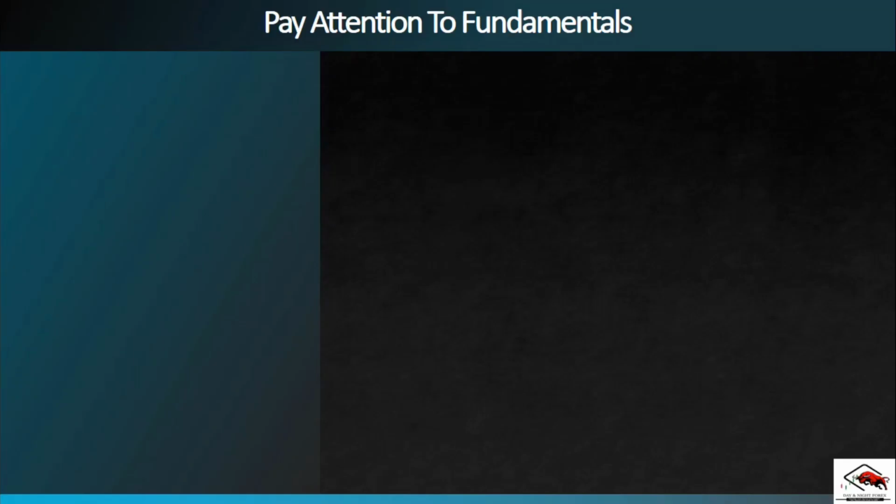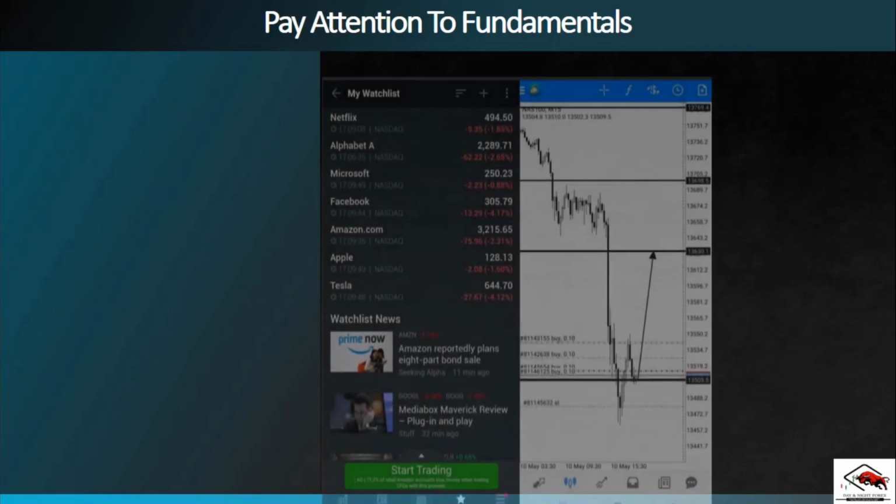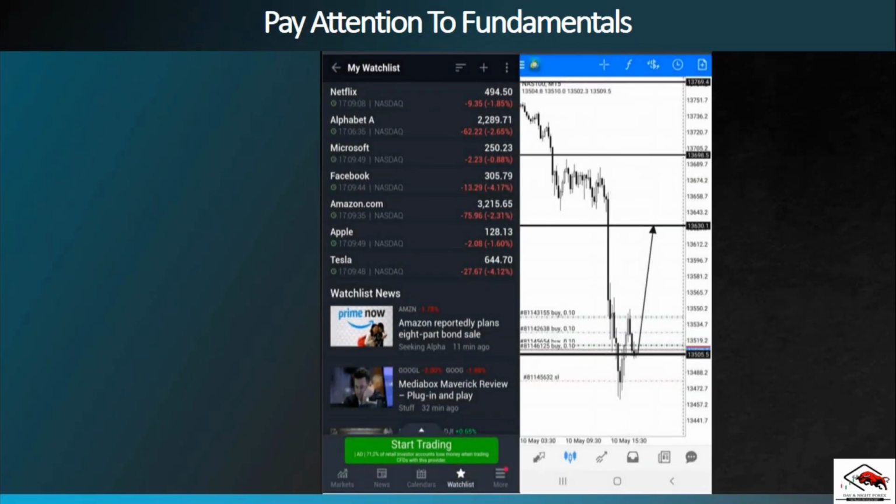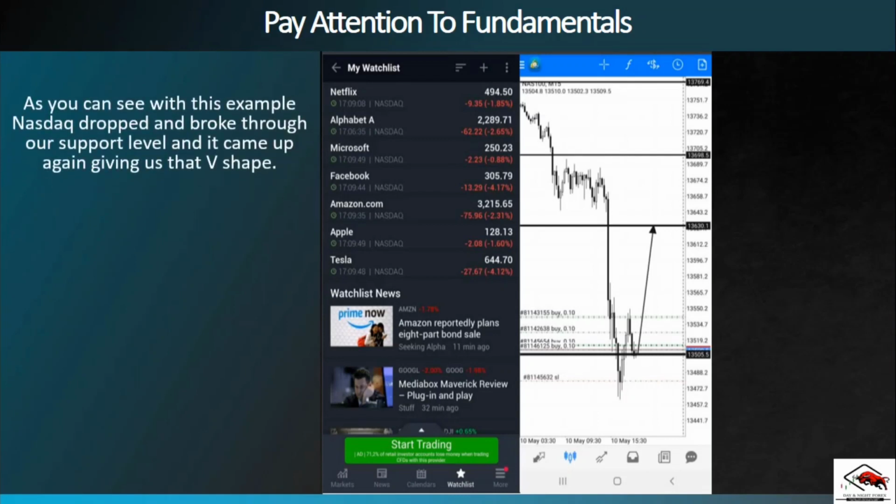Let's get into it. Continuing with the fundamental side of things, just to give you some examples of how the market, or Nasdaq, reacted to this news. As you can see right here, we have an example of when the market had all reds, but we were seeing a clear V shape, which means that we're supposed to buy. But then the market literally just broke through our support and continued to the downside due to the fundamentals being all red.